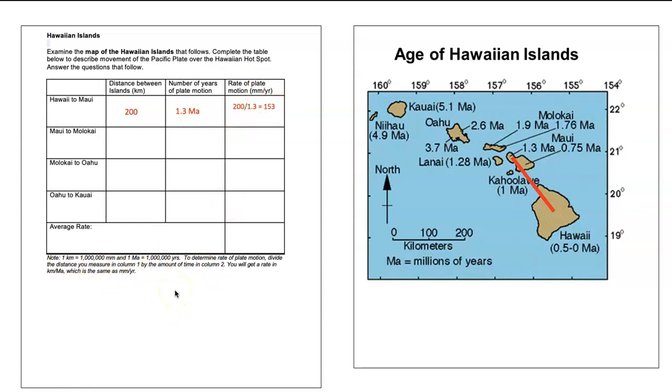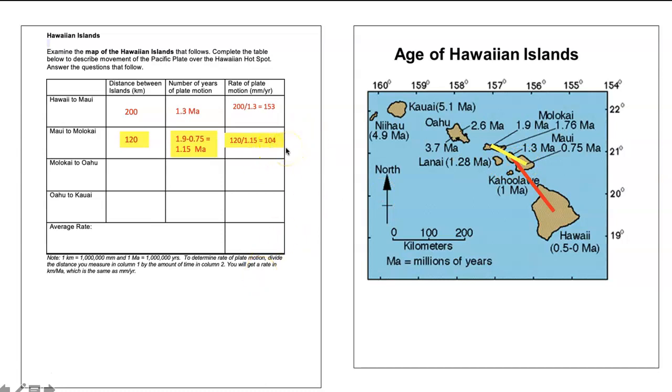Let's do the next one, Maui to Molokai. Well, this time I decided to go to the other end of Maui, where it says 0.75 million years, to the point on Molokai where it says 1.9, and I measured that distance. I estimated it at about 120 kilometers using this scale bar. Of course, 1.9 minus 0.75 is 1.15, so that's how much time elapsed between these 2 points when they were each over the hotspot. And then I do my division and I get 104 millimeters a year.